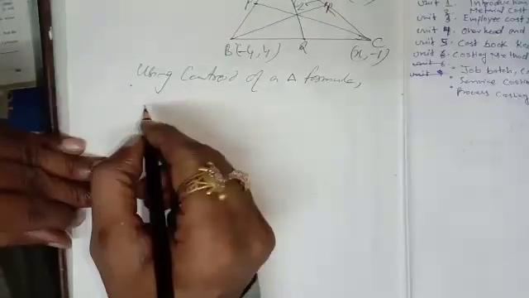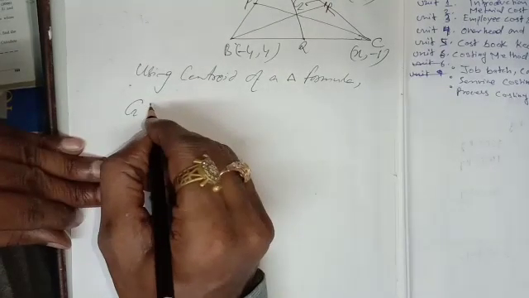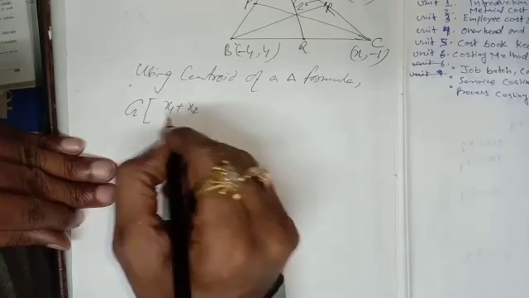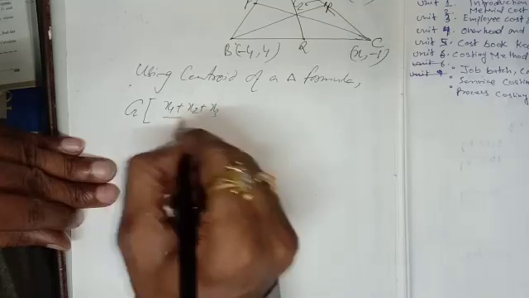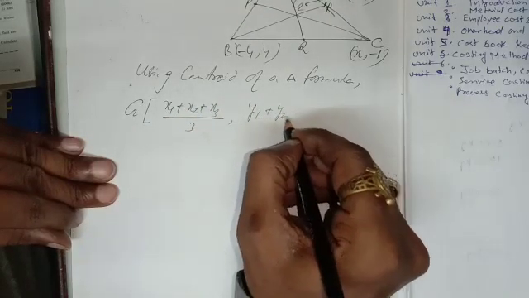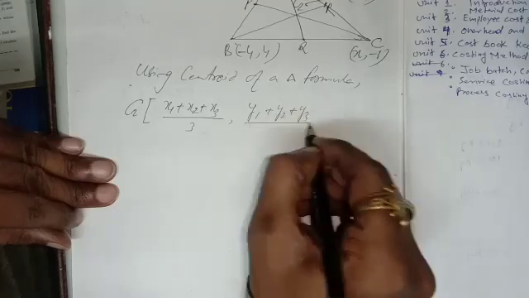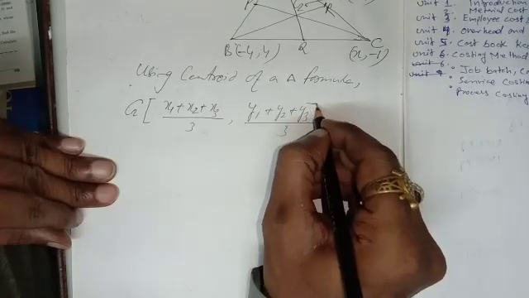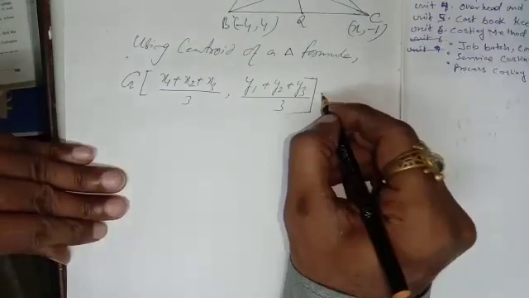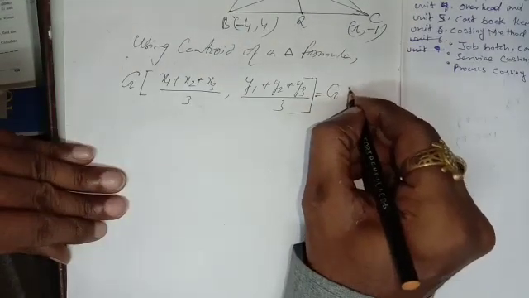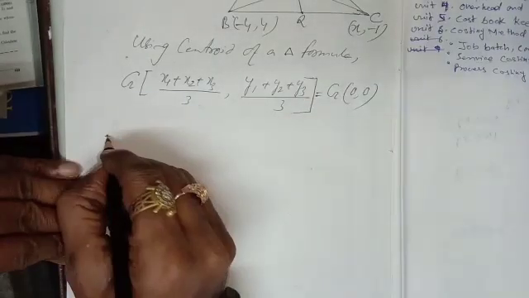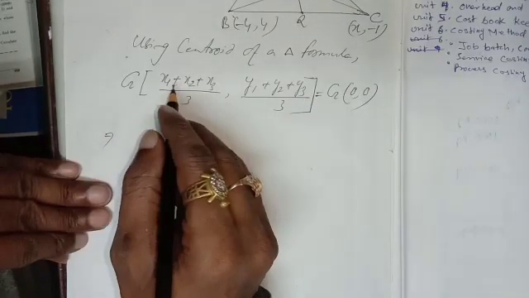The centroid is denoted by G. The formula is the sum of x coordinates, that is (x1 plus x2 plus x3) by 3, and the sum of y coordinates, (y1 plus y2 plus y3) by 3. This is the formula required to find the centroid of a triangle. And here the centroid of the triangle is at origin, means (0, 0). Now put the values.